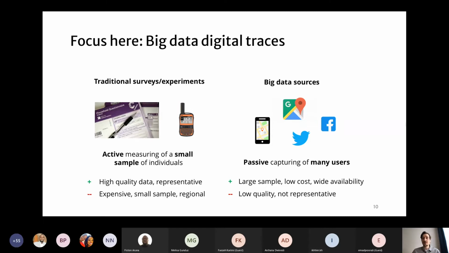And the big advantage of these big data sources is that you can passively capture the mobility of many, many users. Depending on which technology you use, if it is widespread, you have a very large sample size, which you can measure at low cost. But often this type of data also has a lower quality because you cannot directly control what exactly you measure. And there can be biases and representation issues, which I will go into in detail later on.